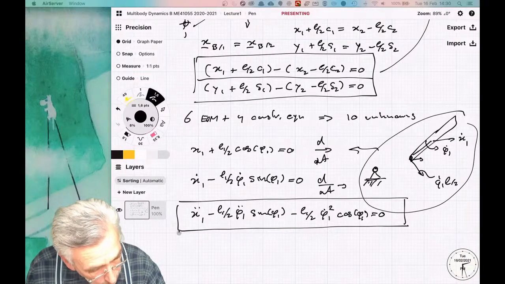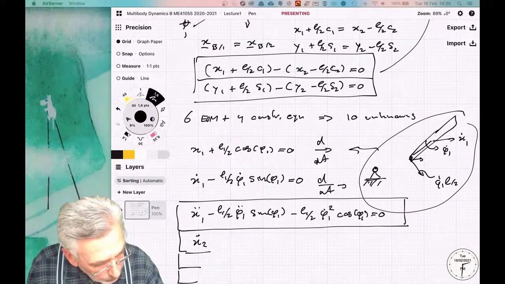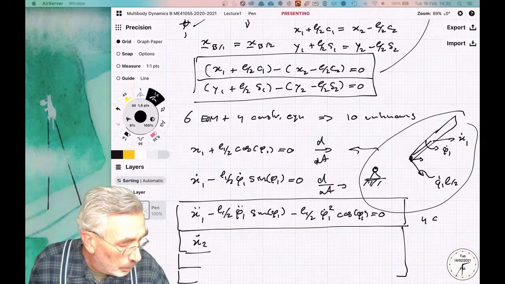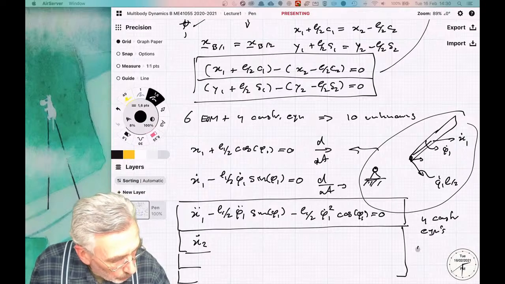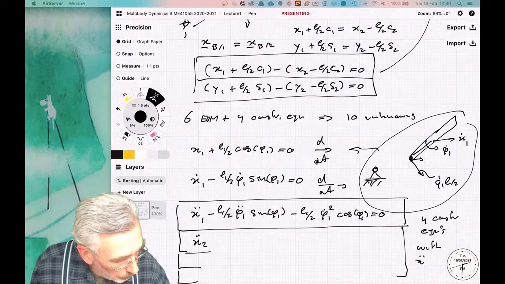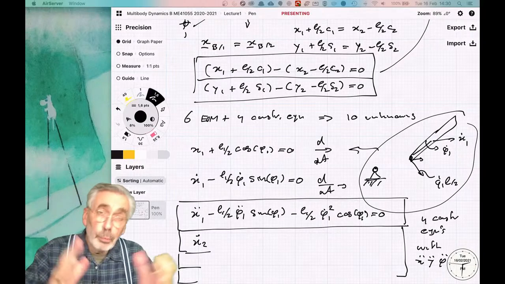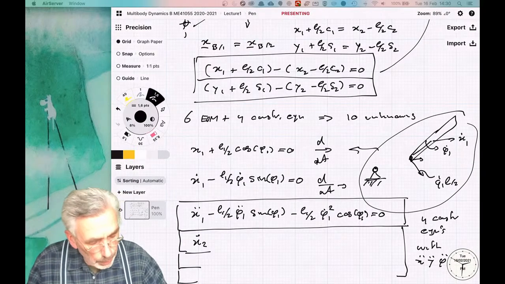And of course we have to do that for x double dot 2, for the other 4 equations, and then we get our 4 constraint equations with all the x double dots, y double dots, and phi double dots. And then we can form the whole system of linear equations together. And how does that look?